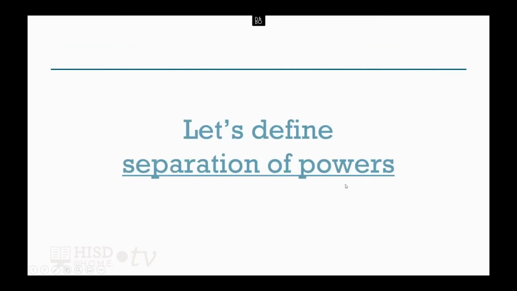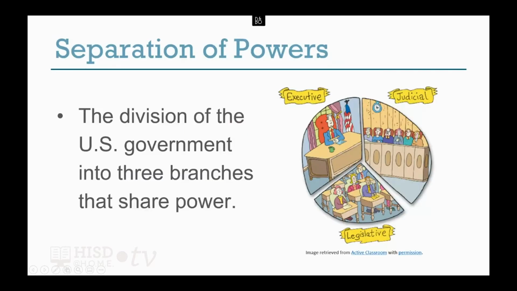Okay, so as I said, this lesson is going to focus on separation of powers. As you might know, separation of powers is one of the 7 principles of the U.S. government. But before we dive into the reading for this lesson and looking at the U.S. Constitution, let's make sure we understand what separation of powers is. So let's go ahead and define it.